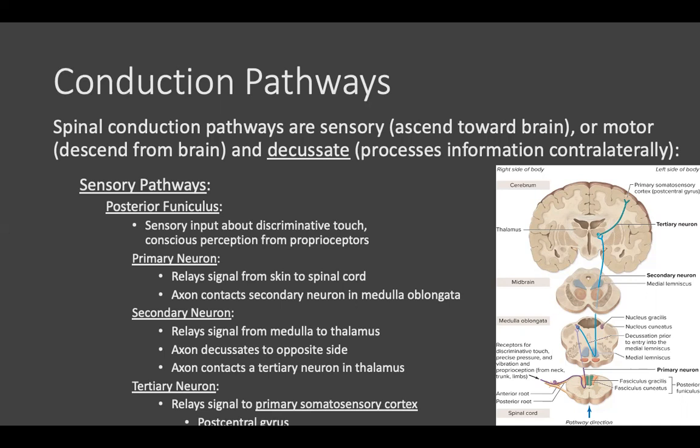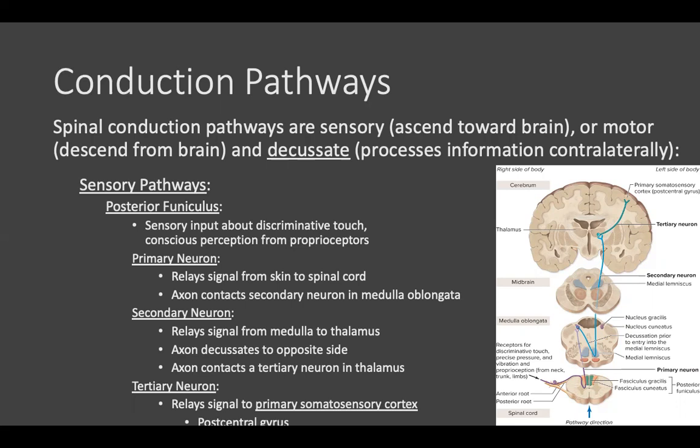But that starts again with a primary neuron that relays from the stimuli receivers, which would be the tactile receptors in your fingertips. That axon will then carry the signal to the secondary neuron in the medulla oblongata. So at this point, we run from our fingertips the whole way up the arm directly into the medulla oblongata. There we run into our secondary neuron, which will then have us decussate across the midline of the medulla oblongata to the opposite side.